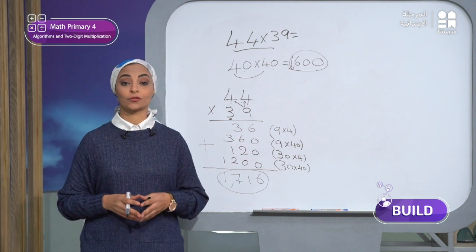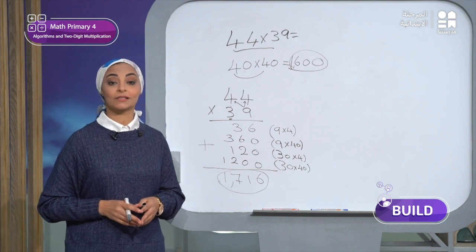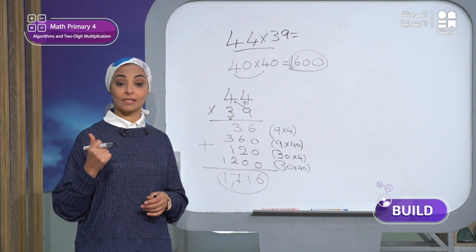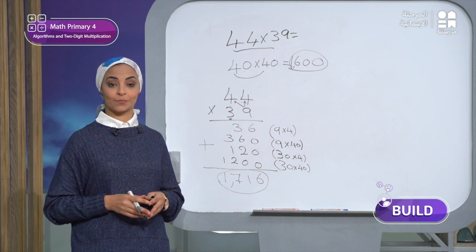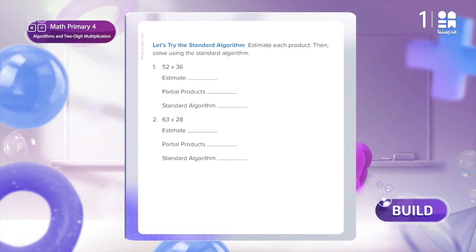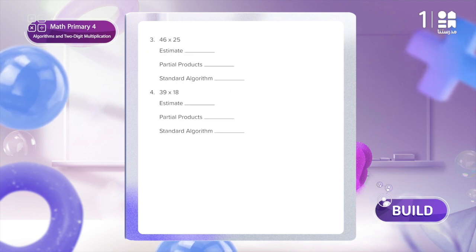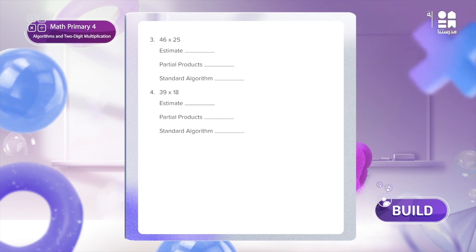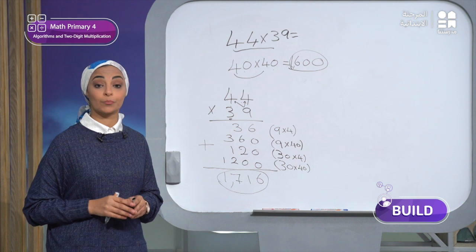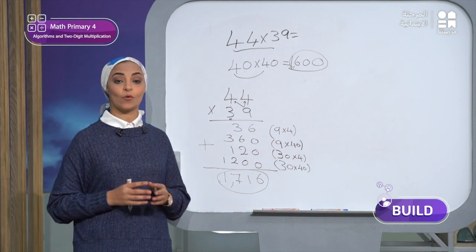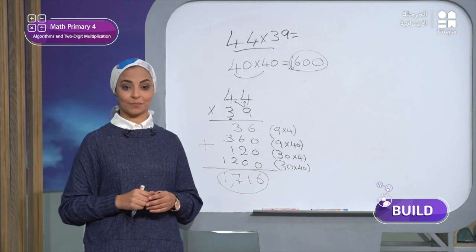Now in the second part of build, let's try the standard algorithm on page 289 and 290. Here we have 4 multiplication problems to solve using the standard algorithm. But will we not start with the standard algorithm? I won't start now with the standard algorithm. We will solve the problems first using the same way as the last activity.